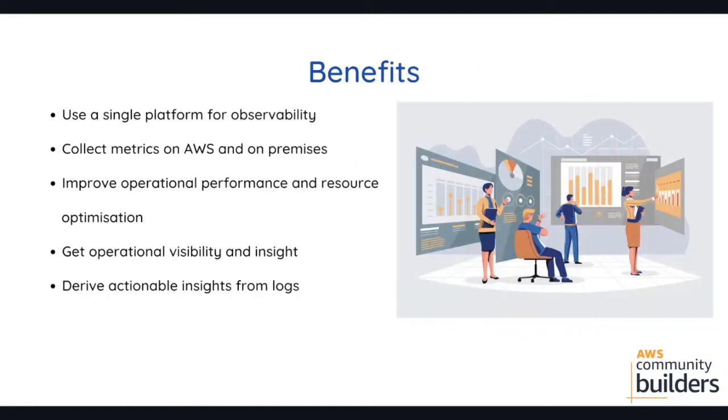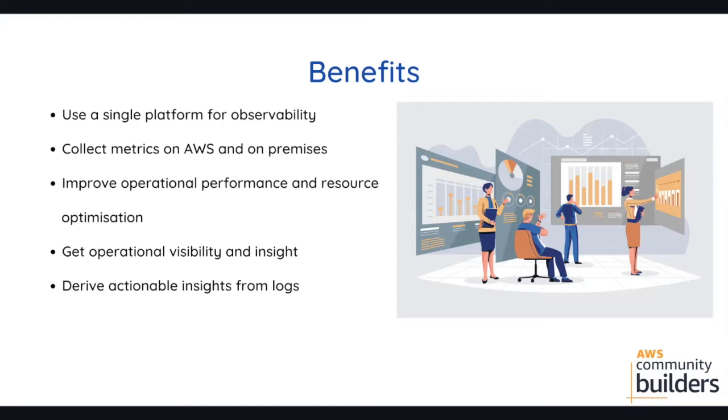Now we'll see what benefits CloudWatch provides generally. The first is using a single platform for observability. Everything is available in a single dashboard, where you can find all the insights and metrics in one place. Then it collects the metrics of AWS and on-premises also. So you can configure CloudWatch for your on-premises servers also. It's not always only AWS services; on-premises can also be a compatible part.